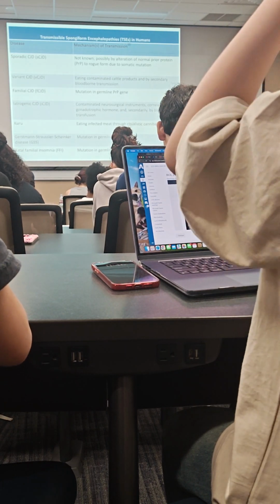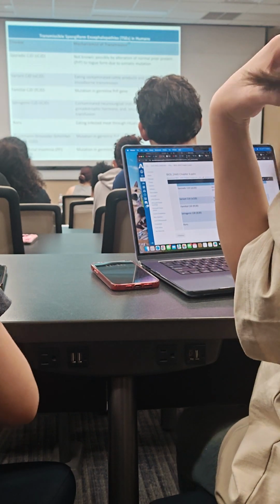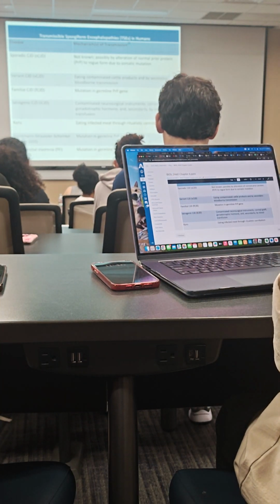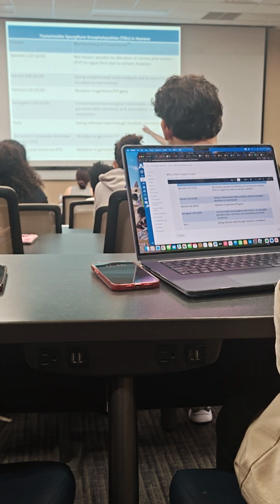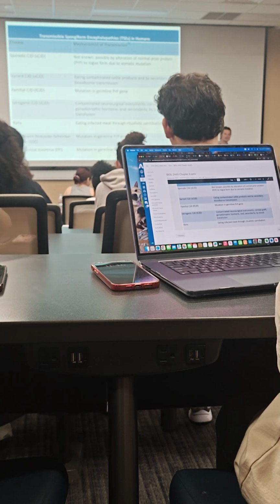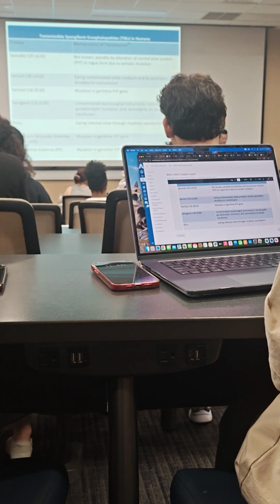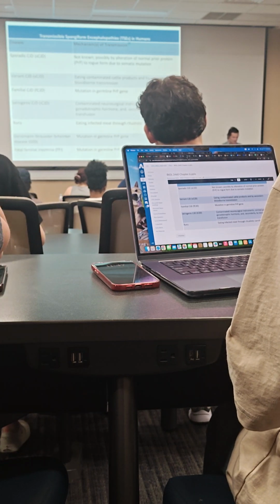So here's a few examples of this. You don't need to know this table, just know that it can be spread through heredity. Always one that I do like to point out is Kuru, through cannibalism. That's a pretty cool thing, right? No, not really. We do study a lot of cultures. I used to be an anthropologist, where you study the spread of disease through cannibalism. How do we feel?